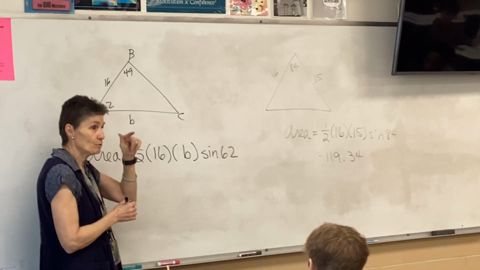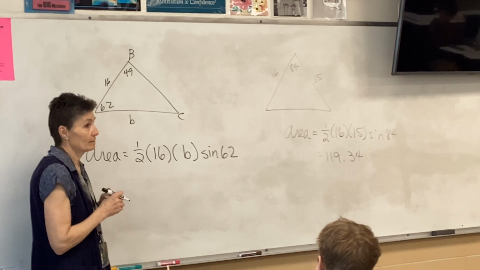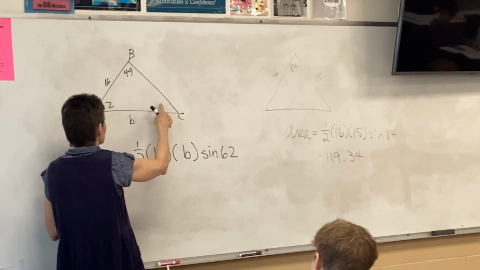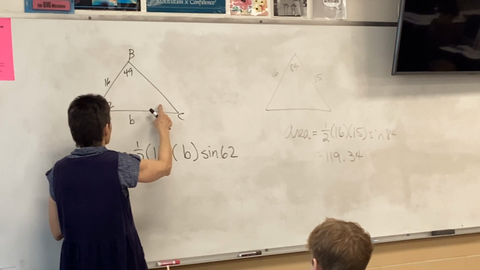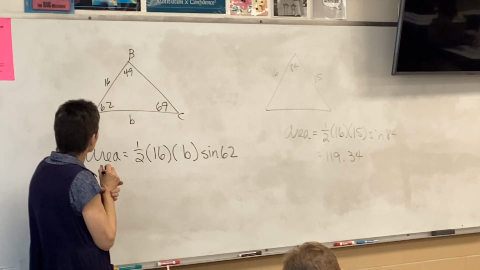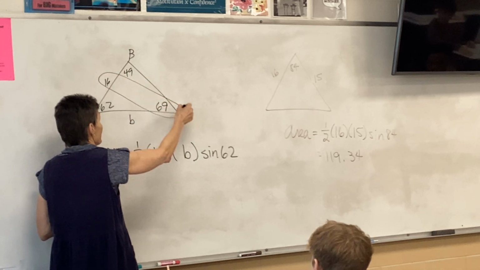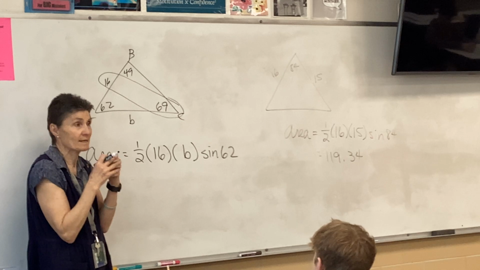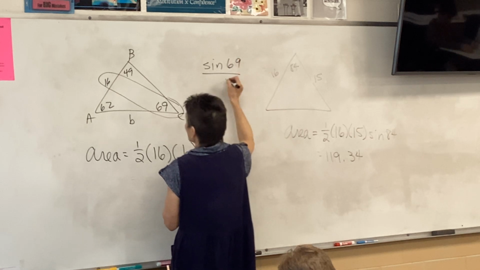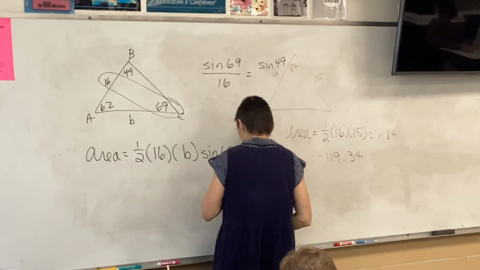Okay, think about the quiz you just took. Can you find that side? I think you can, because you have a 62 and a 49. So what's that going to make this one? 69. Is that 69? Yeah. Double check that. Okay. And then look what you got right here. What does that mean? When you have that kind of information, what does that mean? Law of sines. So I could do sine 69 over 16 equals sine 49 over B.